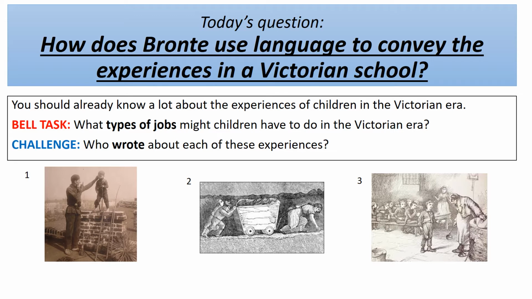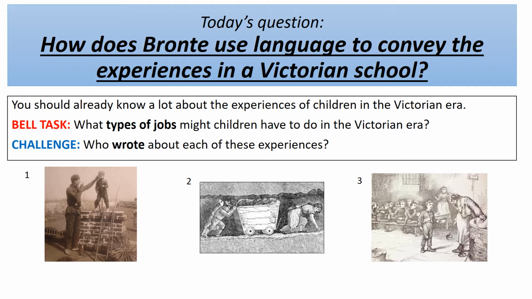Today we're going to be thinking about Victorian schools and the experiences that children had attending them. So the first thing to do, as always, is to write down your title question for today, which is on the top of the screen there, and it's how does Bronte use language to convey the experiences in a Victorian school? So from that, you'll be able to gather that we're going to be looking closely at how writers use language to show us those experiences that children had during the Victorian times when in school.